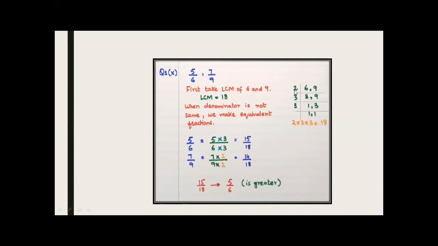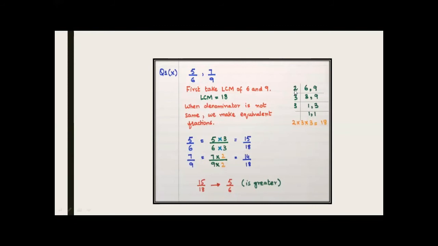Now the next fraction, we have to make this fraction the same, 7 over 9. So what is the LCM? LCM is 18. We have to make the denominator the same. So 9 multiplied by 2. 9 multiplied by 2 means 18.